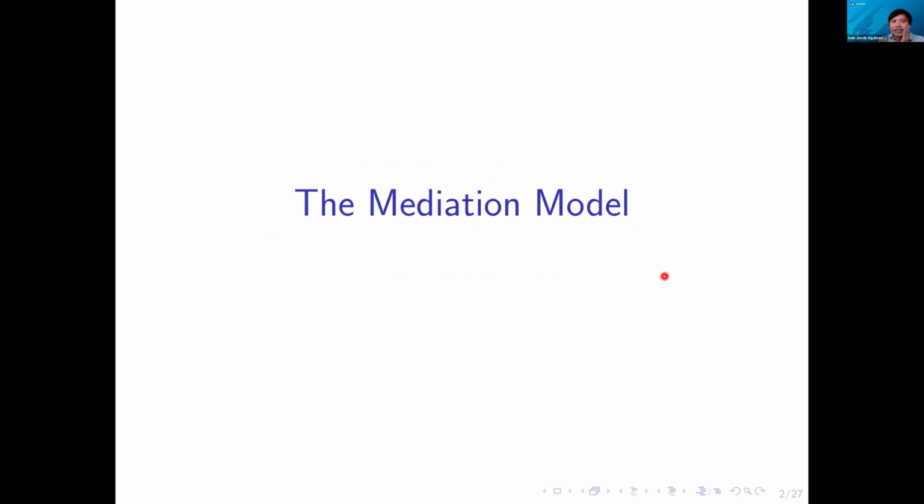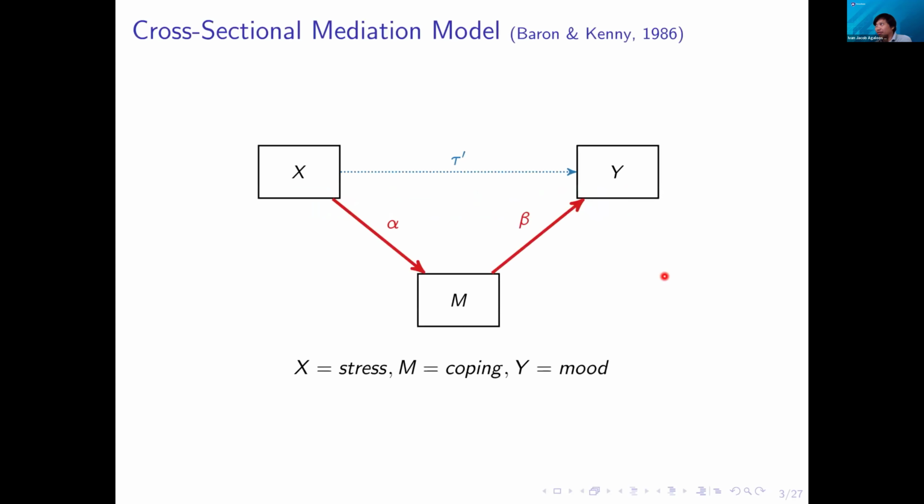Mediation models are actually very popular. If you do a Google Scholar search, you see millions and millions of papers that use mediation. And if you're familiar with mediation, it was popularized in psychology by Baron and Kenny in the 1980s. It was first popularized in the context of a cross-sectional mediation model where you measure all the variables at the same time. So for example, in this particular example, we have variable stress, X, coping, M, and variable Y as mood. And they're basically measured at the same time.